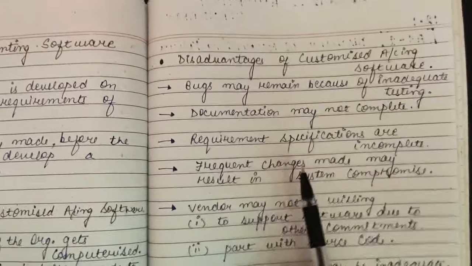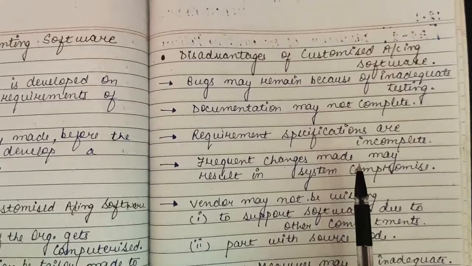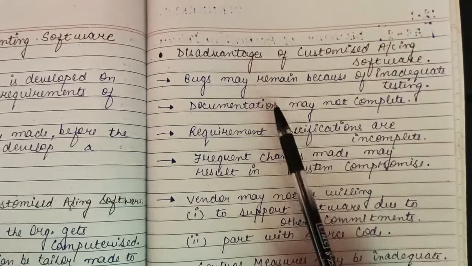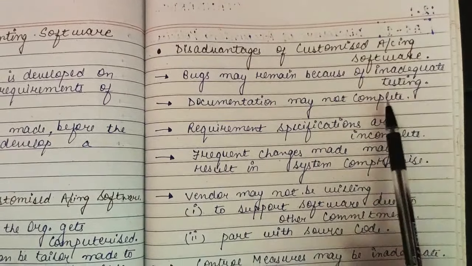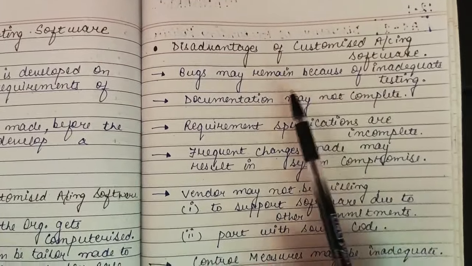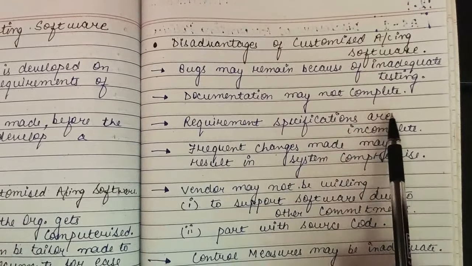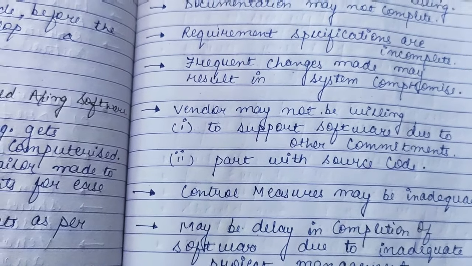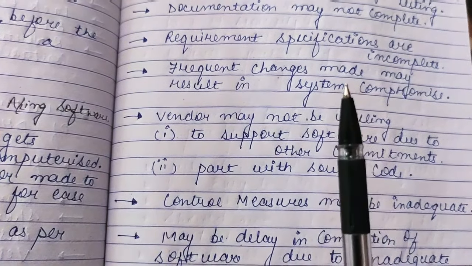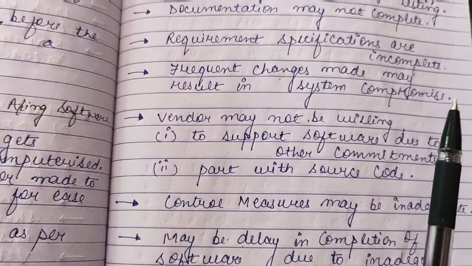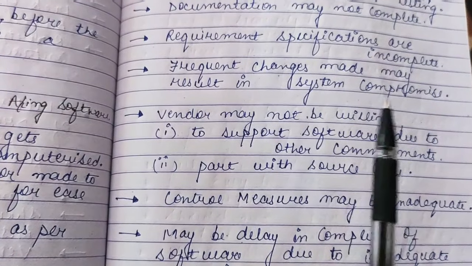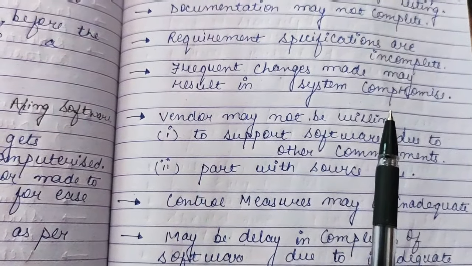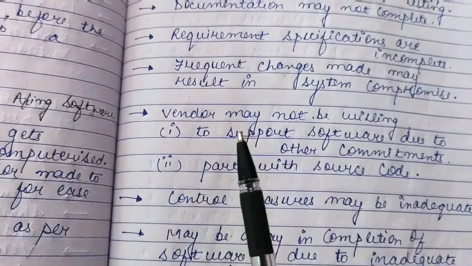Now let us see what are the disadvantages of customized accounting software. Bugs may remain because of inadequate testing. Okay, documentation may not be complete. Next disadvantage is that requirement specifications are incomplete and frequent changes made may result in computer or system compromise.